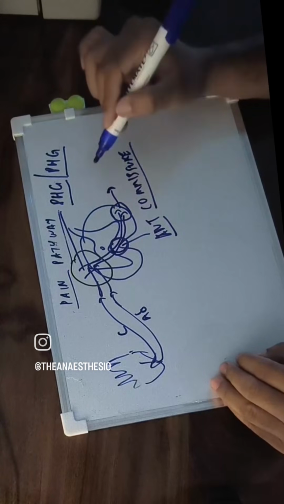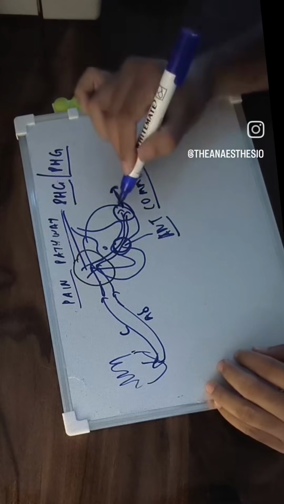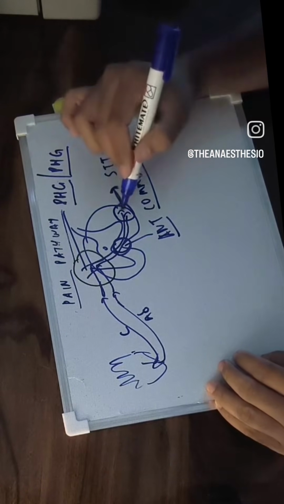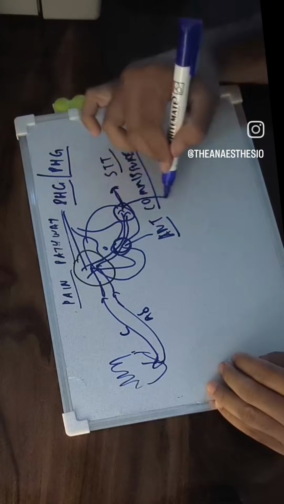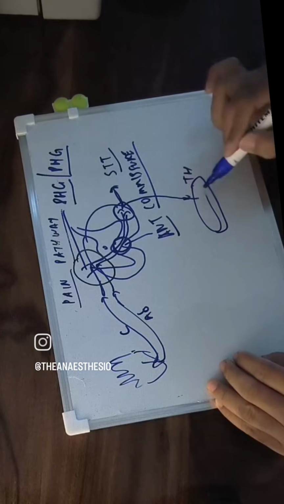In very layman language you can call it a railway station or a major transportation hub. This is the spinothalamic tract junction, the spinothalamic tract. From here the pain sensation then travels toward the thalamus, the VPL nucleus. It has a nucleus, and it travels here.